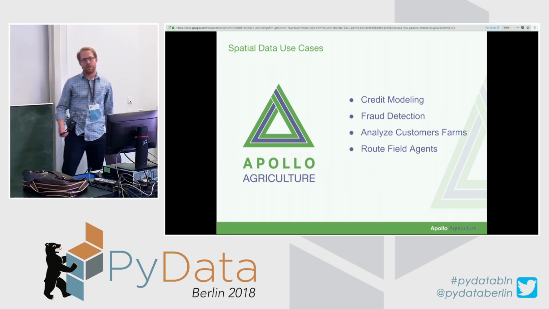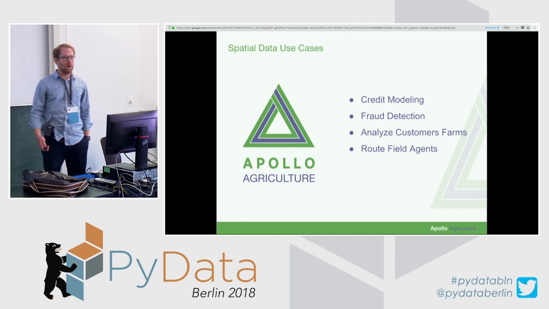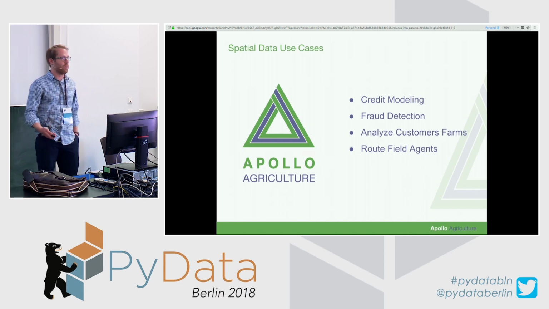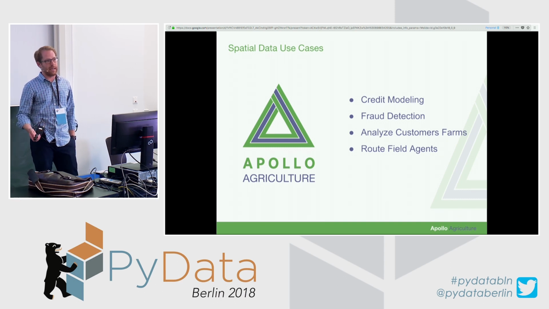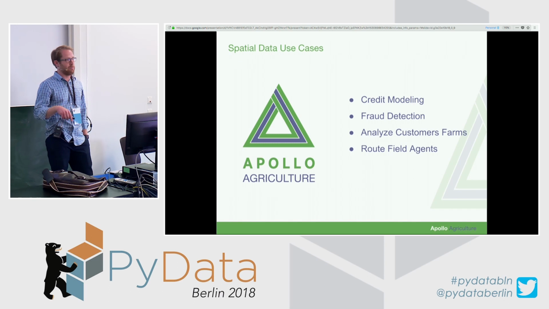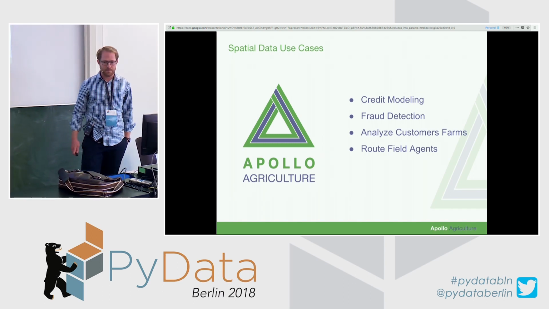The other thing we can do is look at fraud detection. We have a lot of people applying for our loans, and sometimes there's legitimate confusion, but sometimes multiple people will apply for the same piece of land. So that's one way that we can use GPS data, when we actually mark a field, to make sure we're not giving multiple loans for the same piece of land.